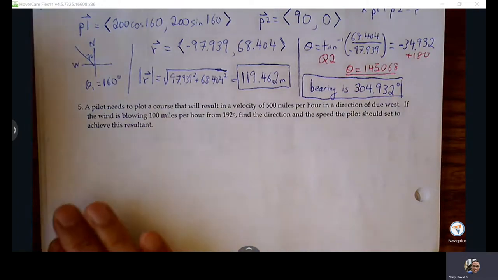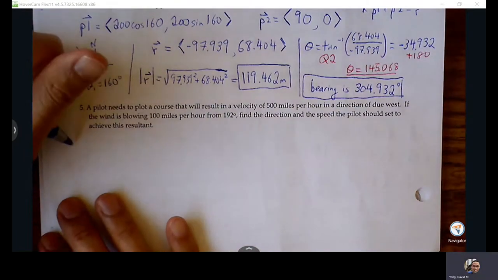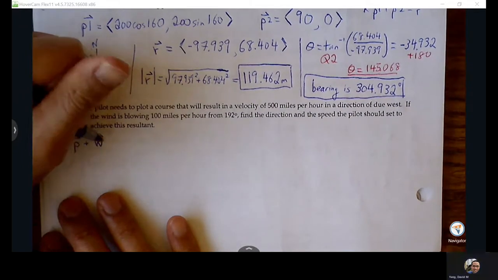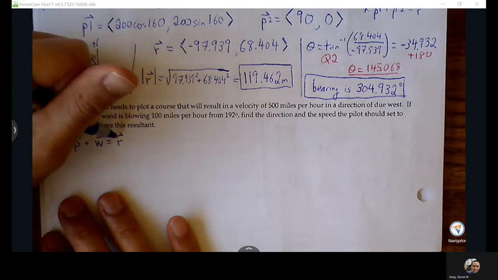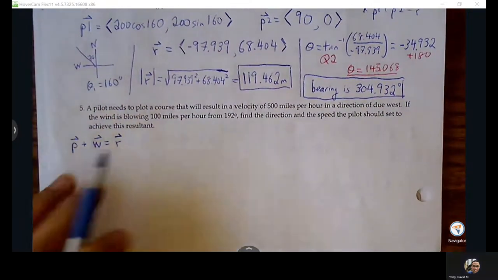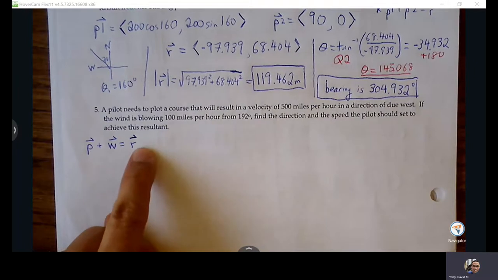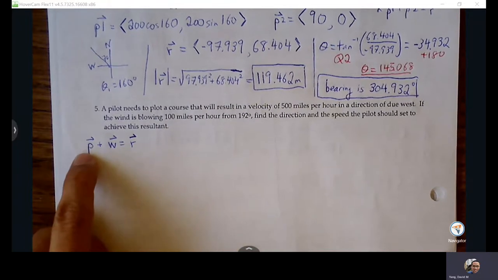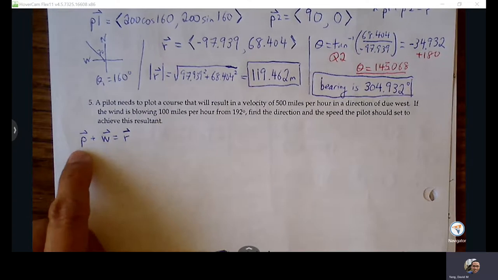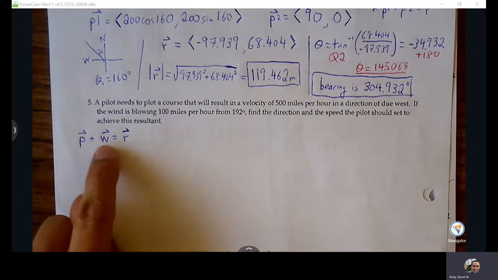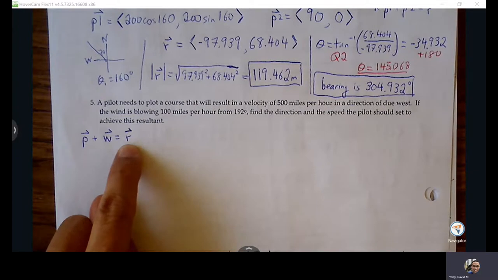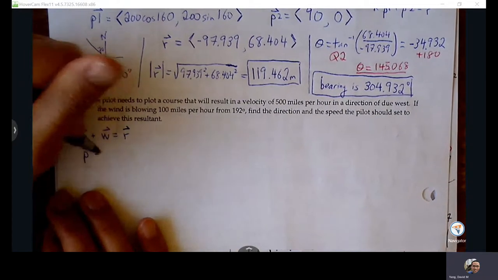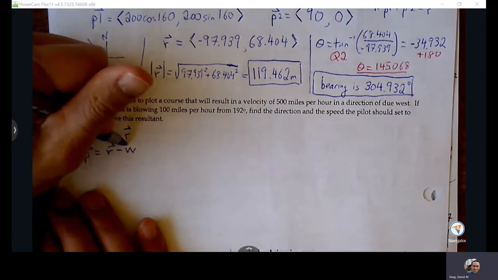Okay. So we know that the plane vector plus the wind vector will create the resultant vector. But in this case, we're working backwards because we know what the end result has to be. We know what the wind is doing, and we have to figure out how the pilot can set his plane so that it counters that wind force and points in the direction it needs to point. So I need to solve for P, right? So vector P is really vector R minus vector W.